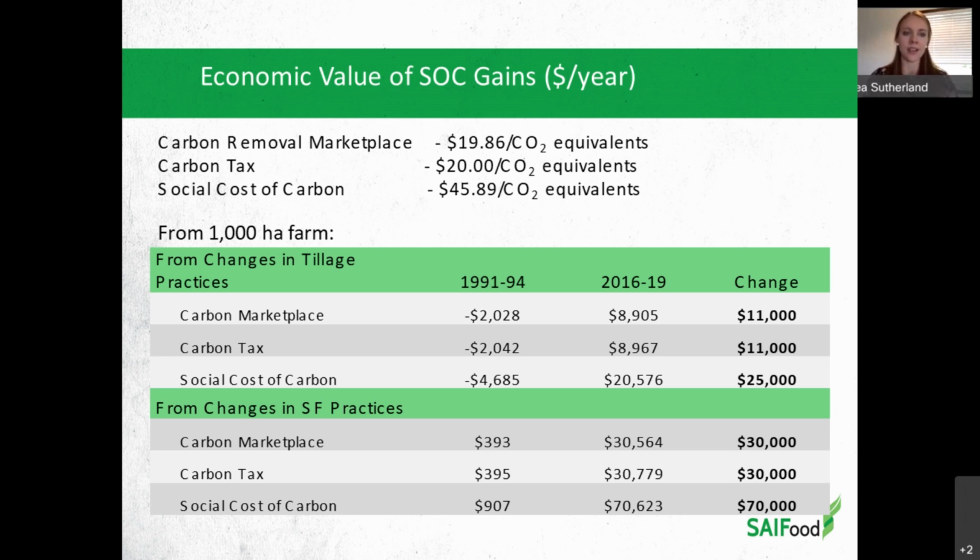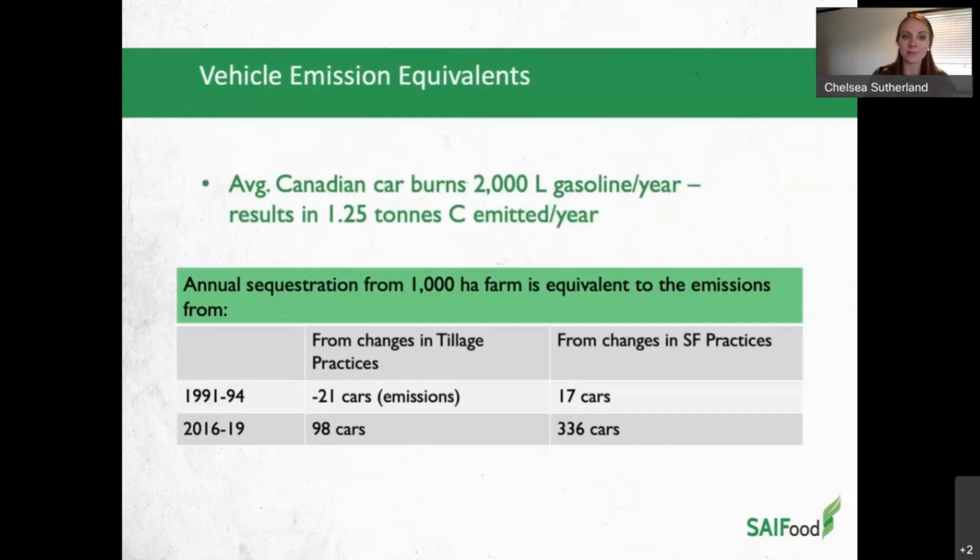So again, if we consider this 1,000 hectare farm, the increase in annual carbon sequestration that occurred from tillage practices over the past 25 years can be valued from between $11,000 to $25,000 based on the difference in these pricing scenarios. Similarly, the increase in annual carbon sequestration resulting from farmers' widespread reductions in summerfallow practices over the 25-year period can be valued from between $30,000 to $70,000 from this 1,000 hectare farm.